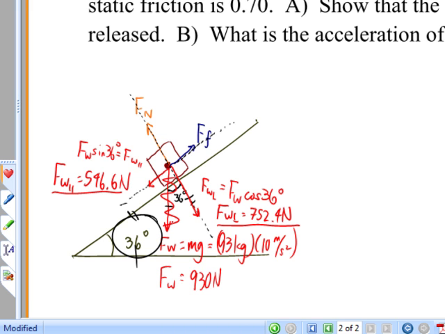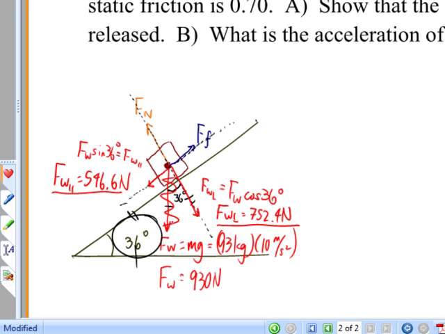Now what? Well, the question is asking me to show that the block will move when it's released. To show that the block will move when it's released is basically to show that the static frictional force has got to be less than 546.6 newtons. If the maximum static frictional force is greater than that, then that means that static friction would be sufficient to hold the block in place. So if I could show that the maximum static frictional force is less than 546.6, then I'll have proved my point.